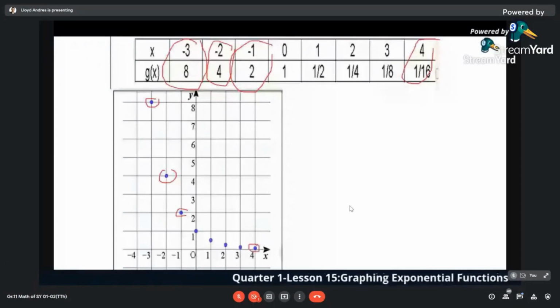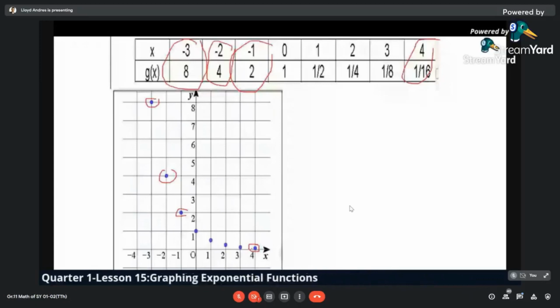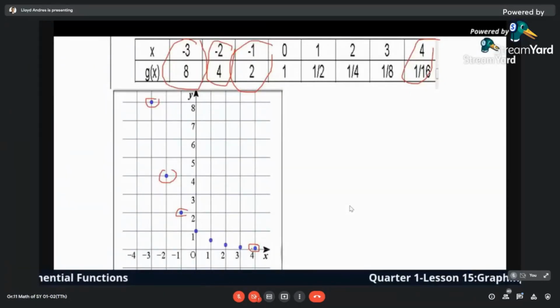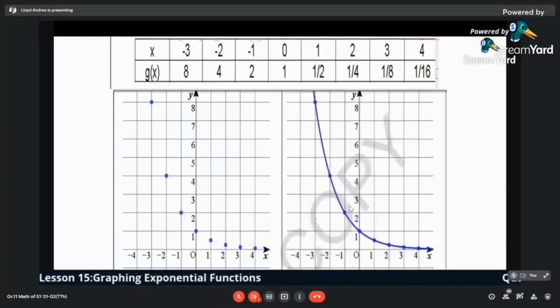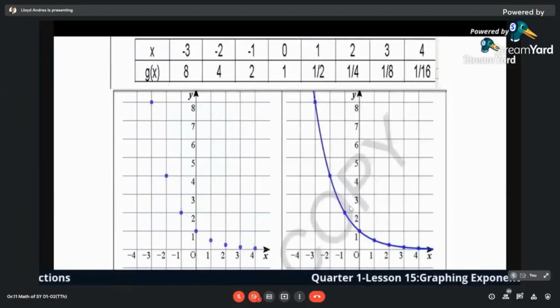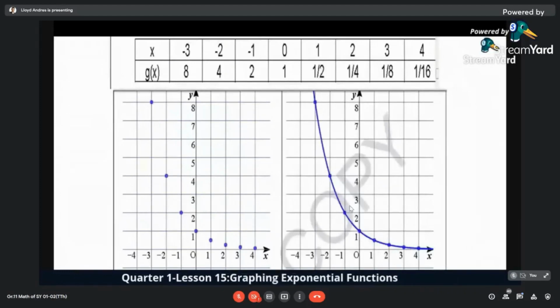Okay. Again, in these steps, first, you make a table of values. Second, plot the points. Then lastly, we connect the points using a smooth curve. So, this is what it looks like when you connect them. This is what the graph looks like when the base is between 0 and 1.